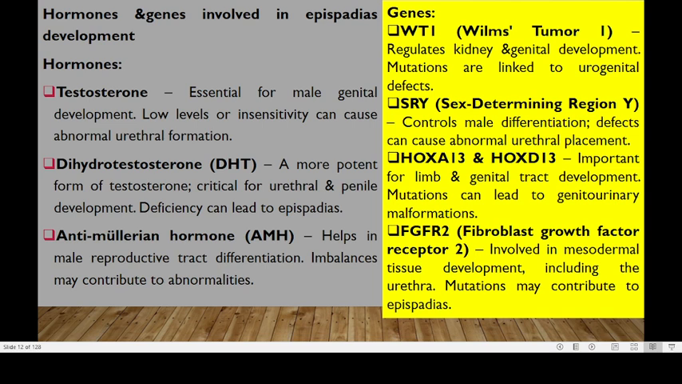We also have a gene, Wilms tumor 1. This one regulates kidney development, so mutation could also be linked to this. We also have the sex-determining region. This one controls male differentiation. Defects could also cause abnormal urethral placement. These other ones are important for limb and genital tract development, so mutation can also lead to malformations. And lastly, fibroblast growth factor receptor 2 is involved in mesoderm tissue development, including the urethra. So mutation can also contribute to epispadias.